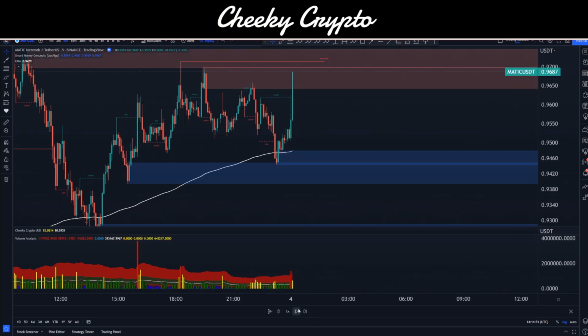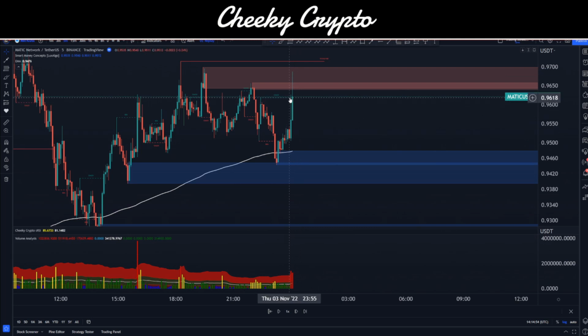So as we continue here, there we go. We can see that we've got a change of character. We hit this additional area, we wicked into it, and we have a change of character. Now we have also got this area down at the bottom here, which is our new fair value gap or supply and demand resistance and support area. Okay, so this blue one just here.